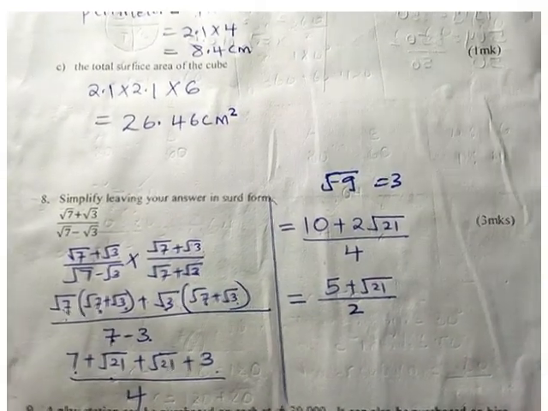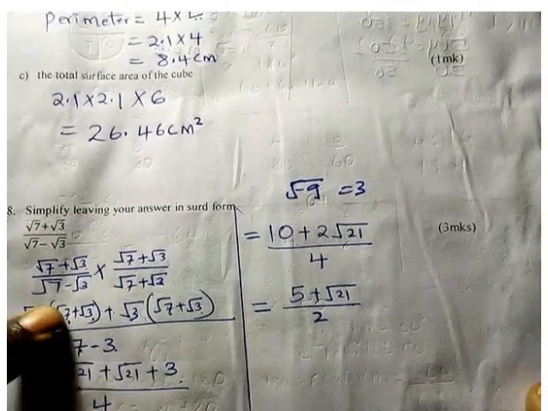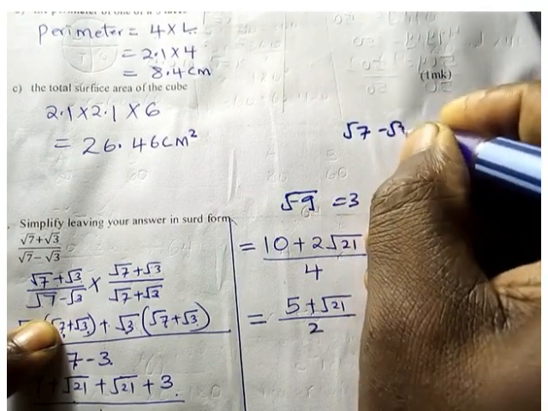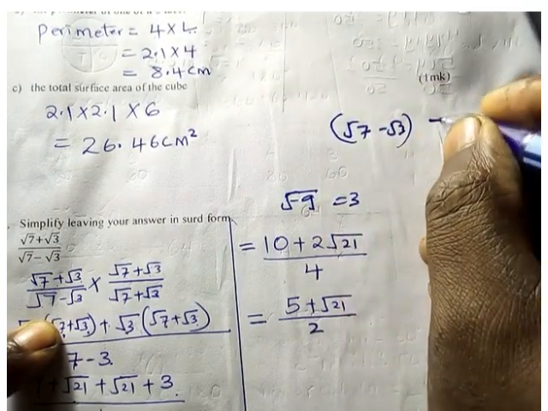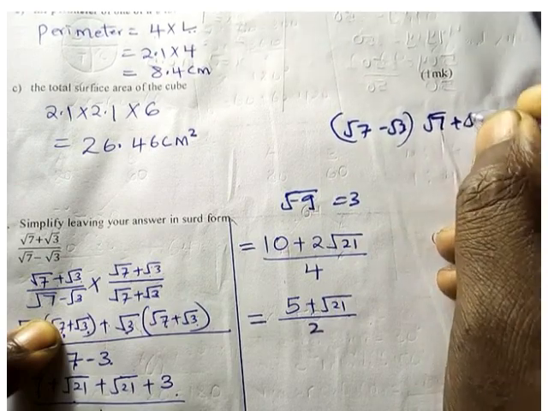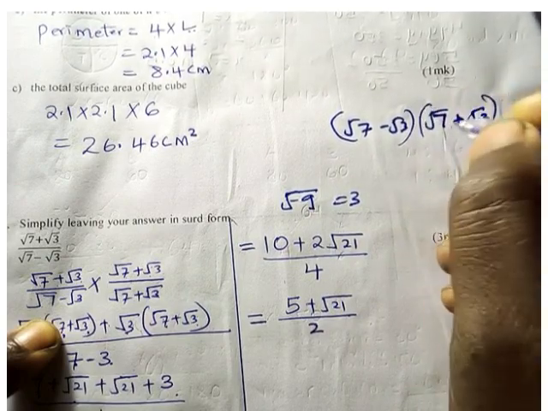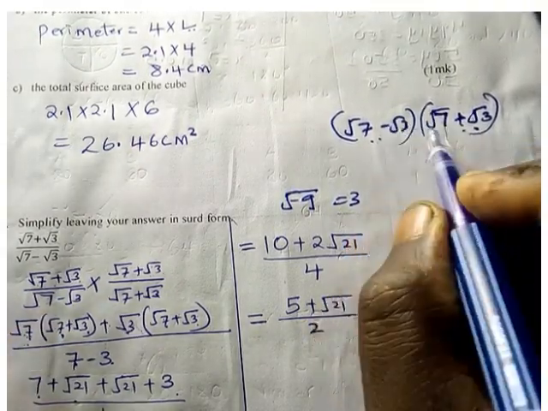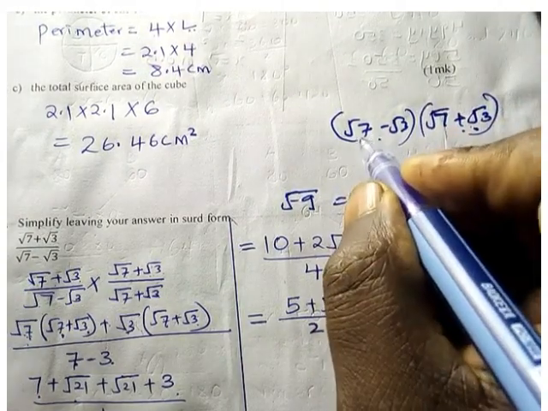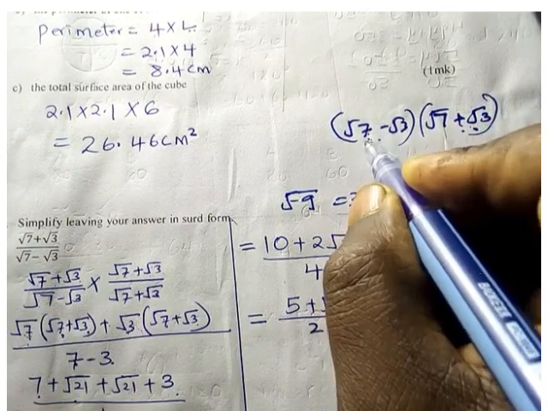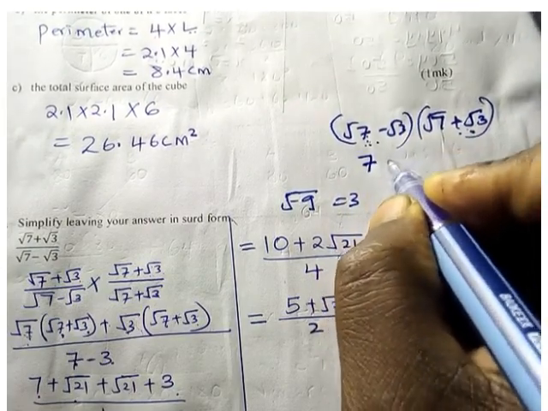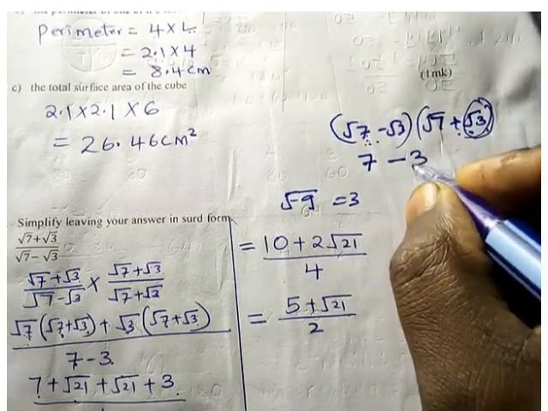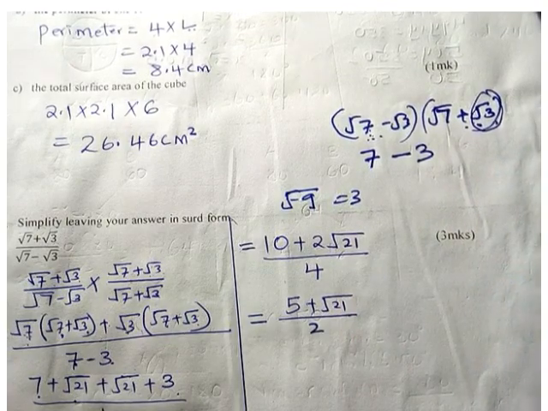So let me show you how you do the denominator. In the denominator we have root 7 minus root 3 times root 7 plus root 3. You see, this is a difference of 2 squares. So it is always a difference of 2 squares. So you just pick the first number, which is 7, and then you subtract the last number which is 3. Right? It is a difference of 2 squares.